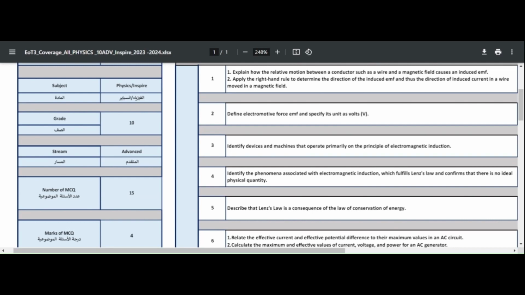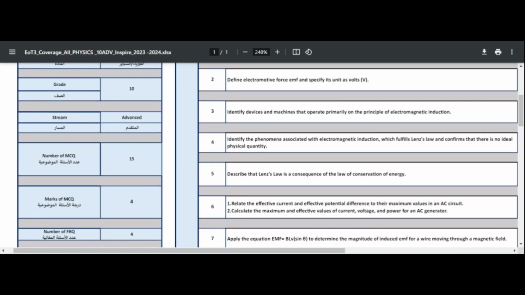In this law, they can have a multiple choice question, and they can also ask you in what direction the induced current is flowing. For that, you have to use Fleming's right hand rule. So that is the first learning objective. Now let us go to the second learning objective.